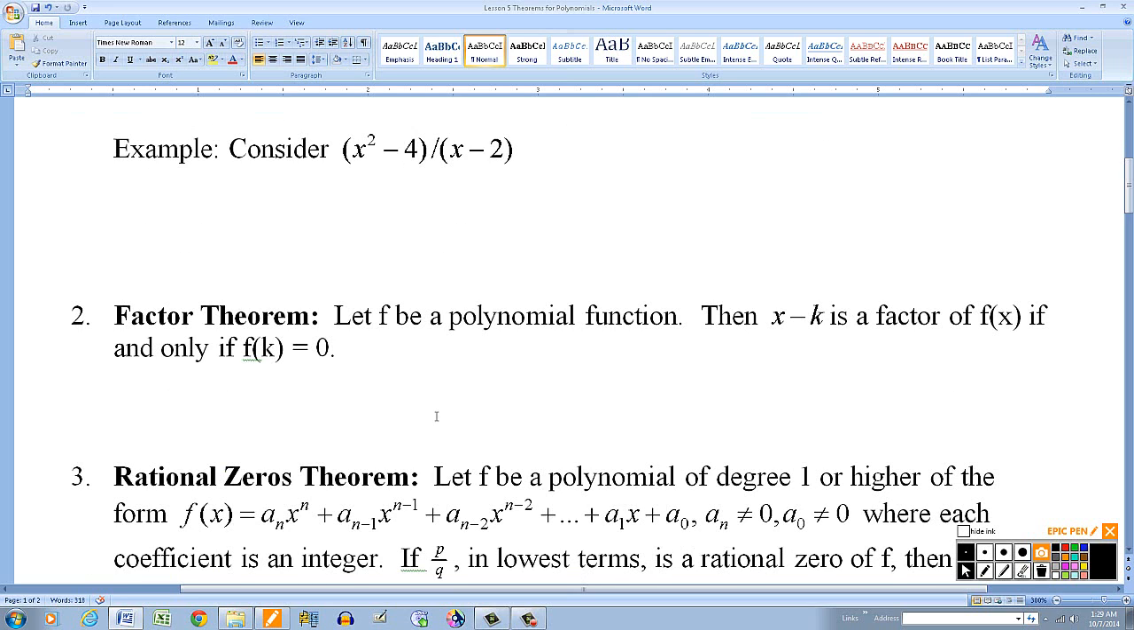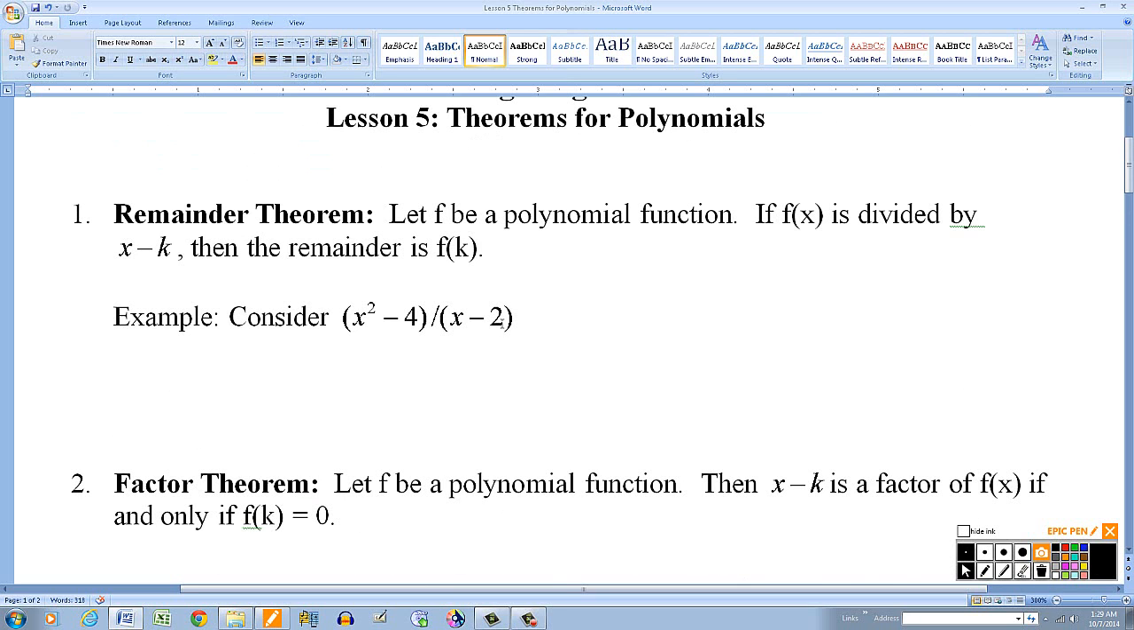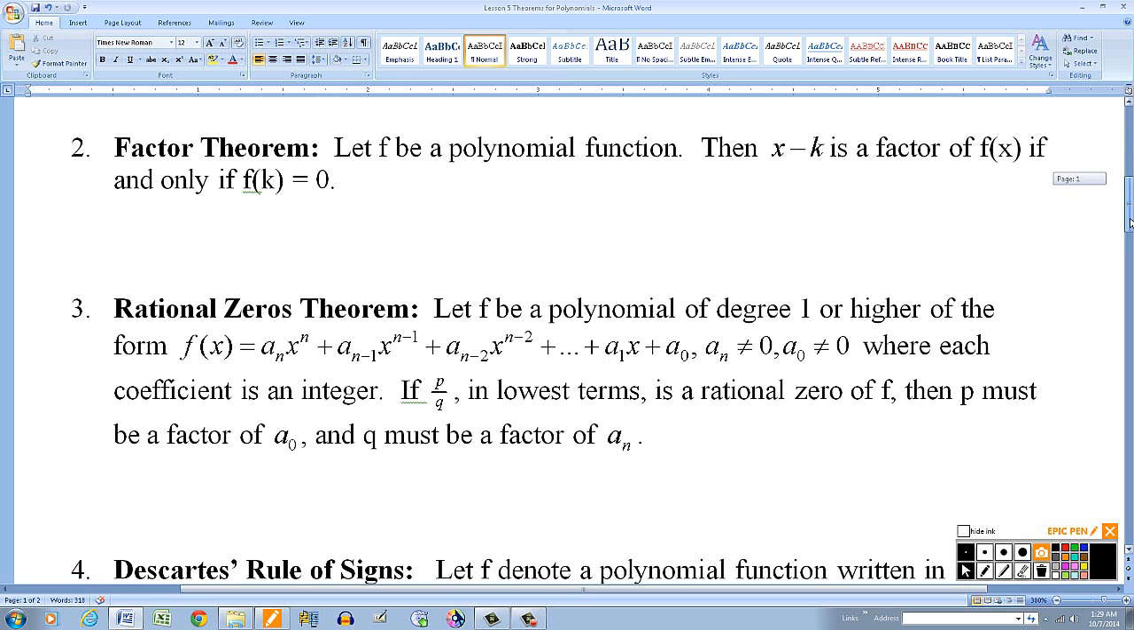So according to the rational zeros theorem, the only possible rational zeros that x squared minus 4 can have would be either plus or minus 1, plus or minus 2, or plus or minus 4. And of course, as we have just seen, the actual zeros are 2 and negative 2, because those are the numbers that make x squared minus 4 zero.